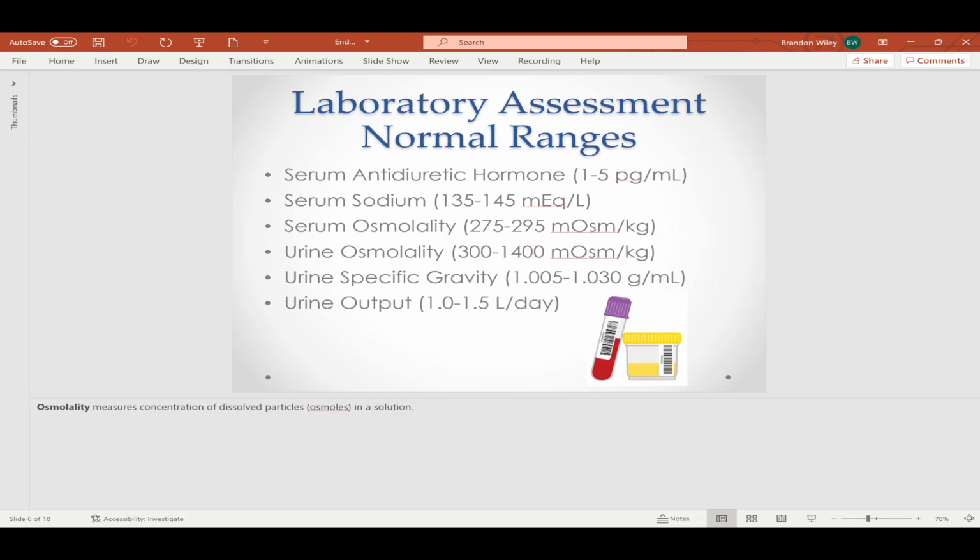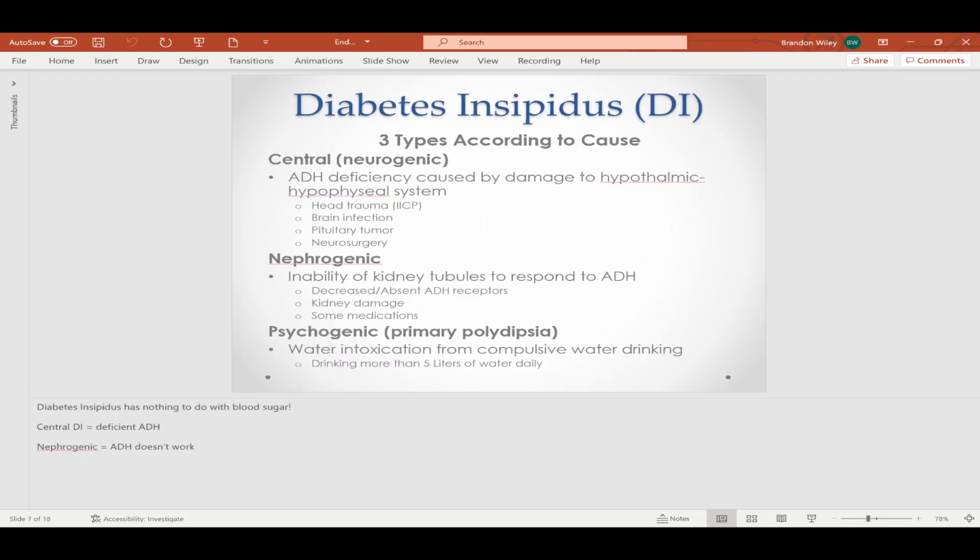All right, we're going to talk about diabetes insipidus, also known as DI. So there are 3 types according to the cause. Neurogenic is the one I'm most familiar with. We have nephrogenic and then psychogenic. So who can tell me what psychogenic DI is?